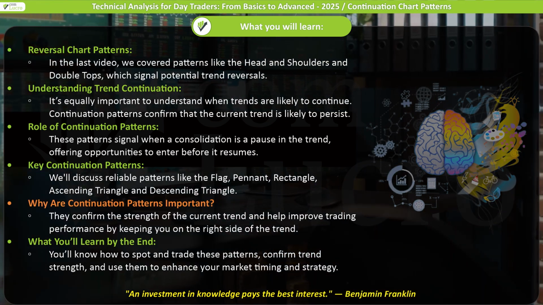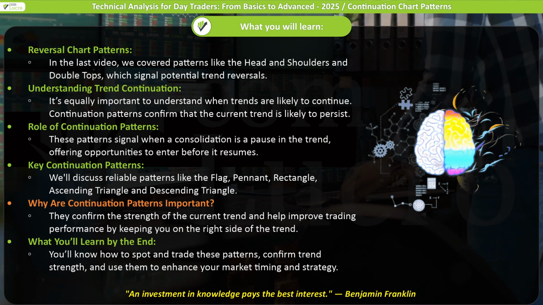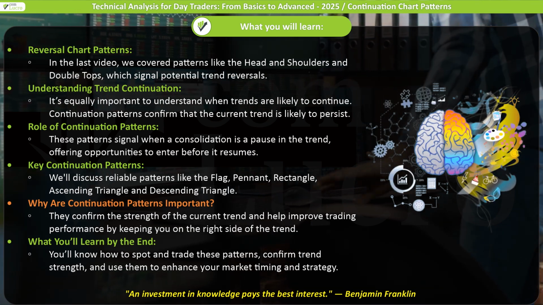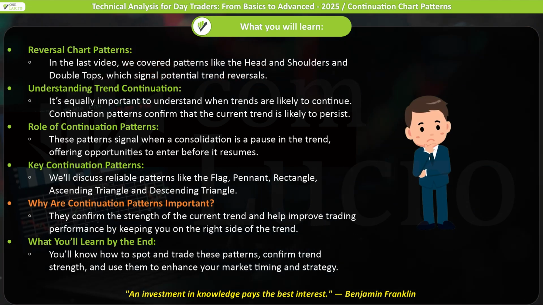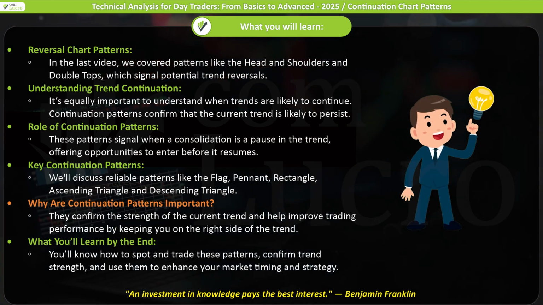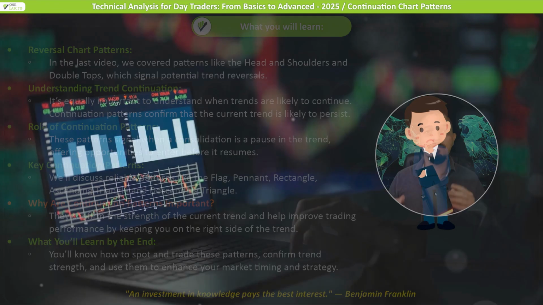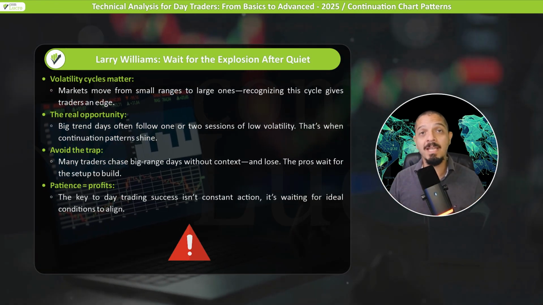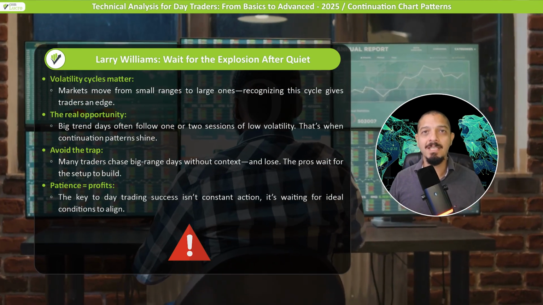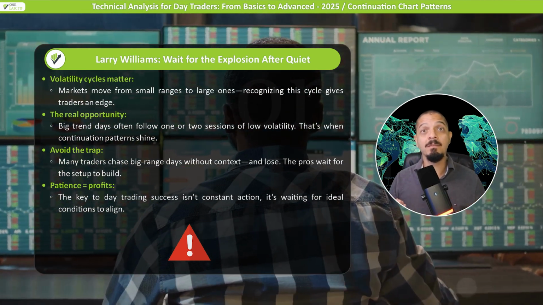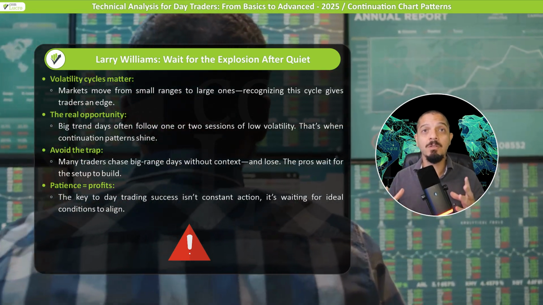But why are continuation patterns so important? Simply put, they confirm the strength of the current trend. Whether in an uptrend or downtrend, these patterns suggest that the market is taking a brief pause before continuing in its previous direction. Properly timing these moves can dramatically improve your trading performance by keeping you on the right side of the trend. To bring this concept into focus, let's hear from Larry Williams, who explains how periods of low volatility can set the stage for explosive trend moves, the ideal conditions for continuation patterns.